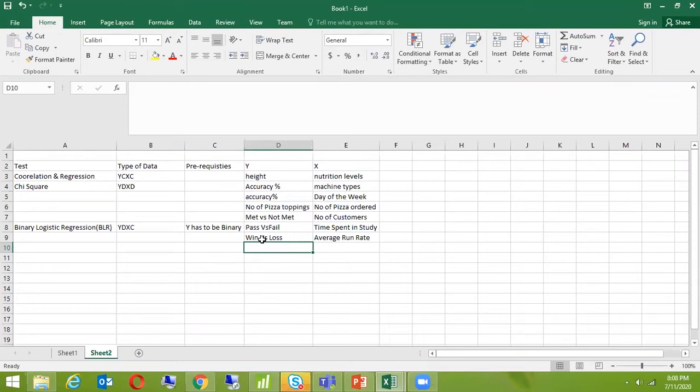Yes. Continuous is when the unit gets changed, from meter to centimeter to millimeter. Here, if you say run rate 44.444 or 44.45, my unit of measurement remains the same. Okay, so win versus loss.